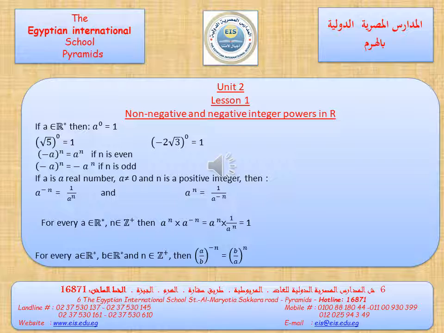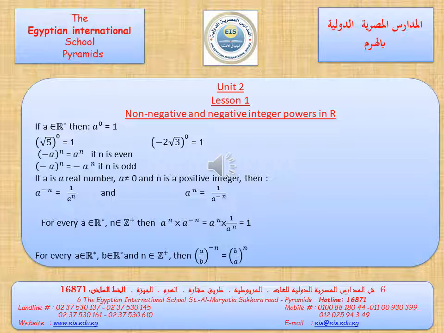Okay. If I have a to the power negative n, what shall we do? We shouldn't leave it as it is. We can't write the number if its power is negative. So what shall I do? I will convert the negative sign into a positive sign. How? By putting this number in the denominator. So a to the power negative n will be 1 over a to the power n. Example, 2 to the power negative 3 equals 1 over 2 to the power 3.